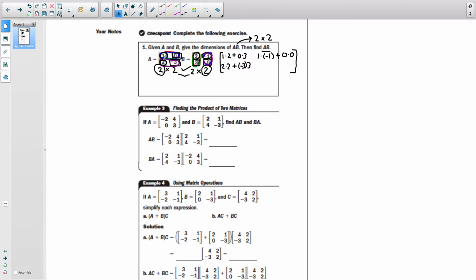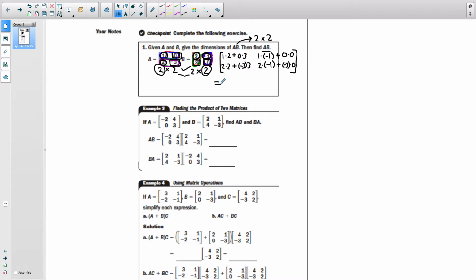So first entry by first entry, so 2 and negative 1, plus, and then I would do the second entry by the second entry, so negative 3 and 0. Down the middle.